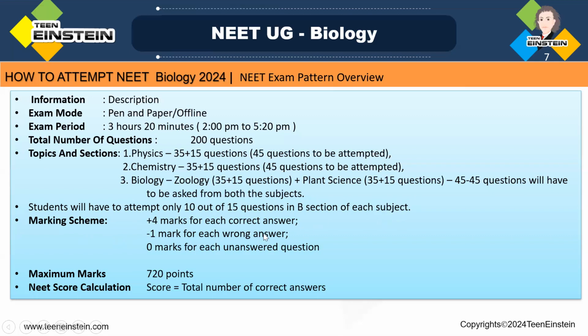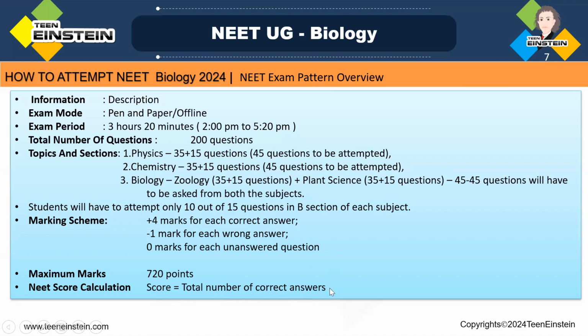So how will you get marked? For each correctly answered question, you will get 4 marks, and negative marking of -1 will be there for a wrong answer. So you will get 1 negative mark for each wrong answer. If you do not attempt a question, that means unanswered questions, for that you will get 0. So the maximum marks will be 720 points. And how to calculate this NEET score? That is equal to the total number of correct answers.